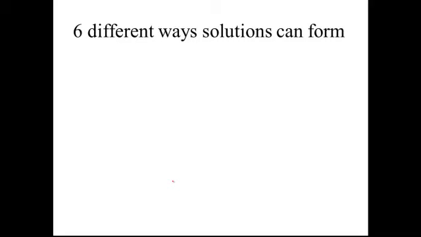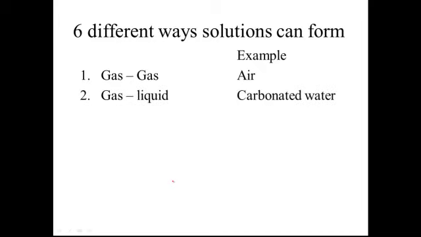Now, like I talked about earlier with two different gases or salts dissolving in water, there are actually six different ways that solutions can form. One of them is, like we just said, a gas with another gas, such as air. Air is a homogeneous mixture. You can take a gas and dissolve it into a liquid, such as a can of pop. A can of pop has water in it and it has carbon dioxide gas dissolved in it. So that's an example of a solution.